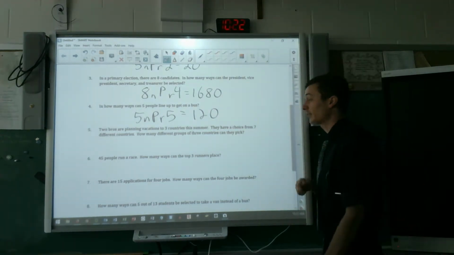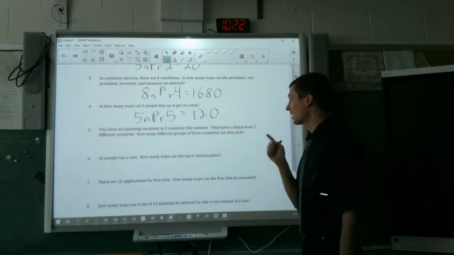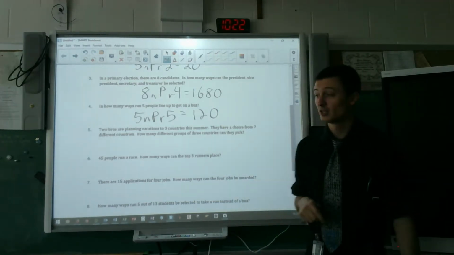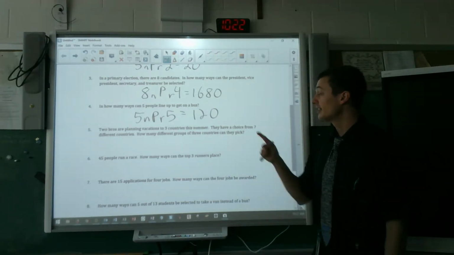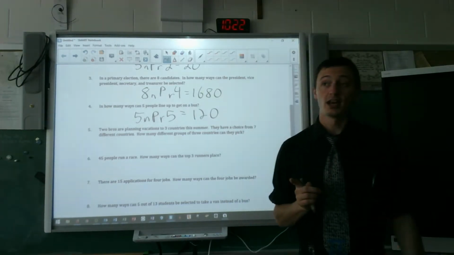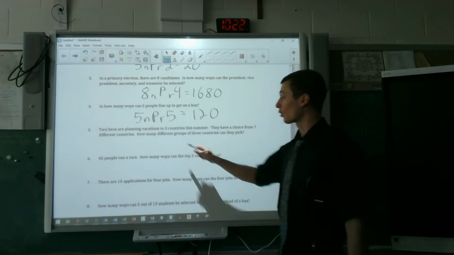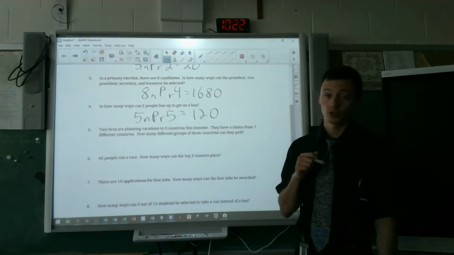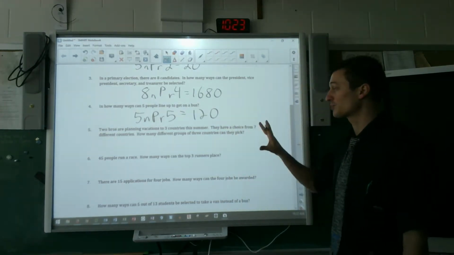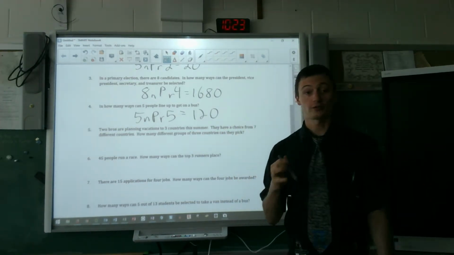2 bros are planning a vacation to 3 countries this summer. They have a choice from 7 different countries, so they narrowed down all the countries to 7 of them. They have to narrow them down again. How many different groups of 3 countries can they pick? Now, this one, we're only looking for groups of countries. So in this case, order doesn't matter. As far as what's going on in this problem, they're just looking for 3 different countries.